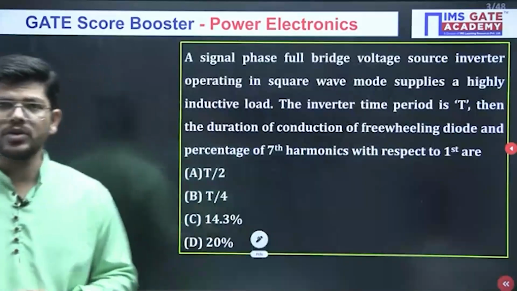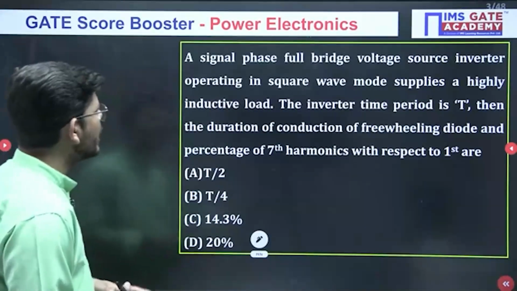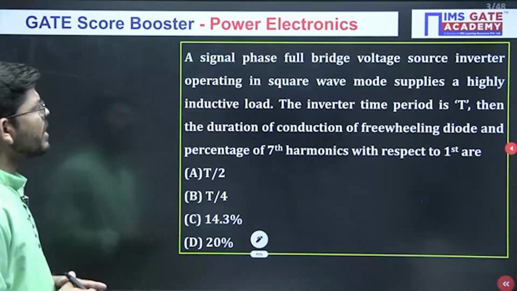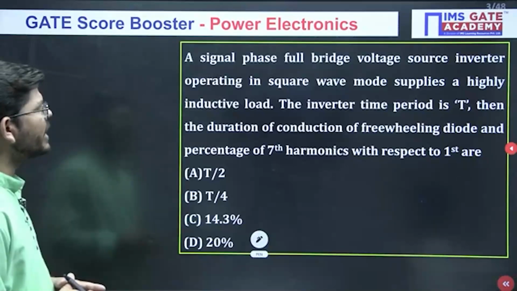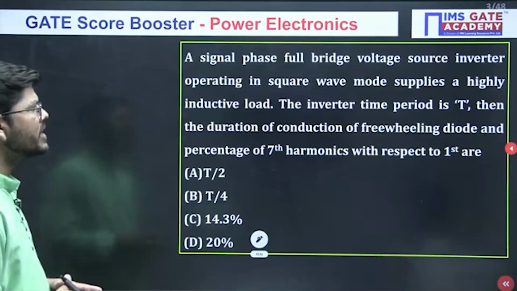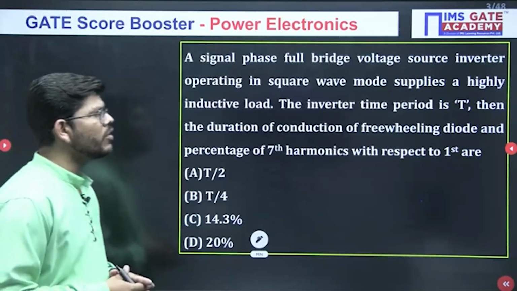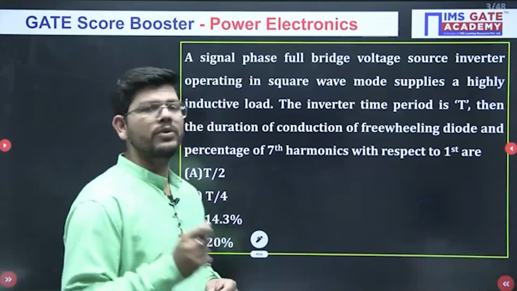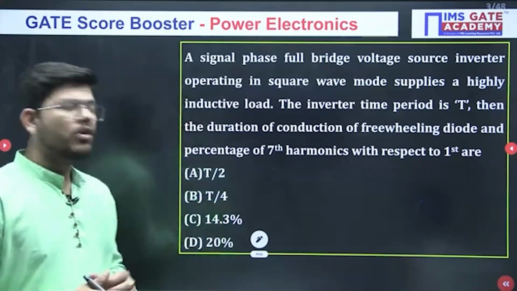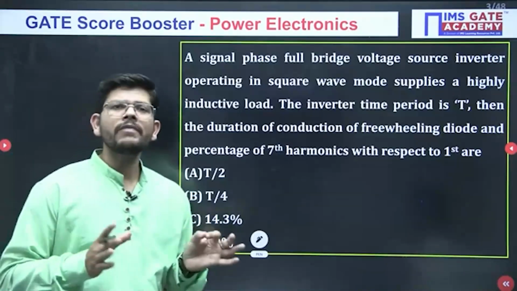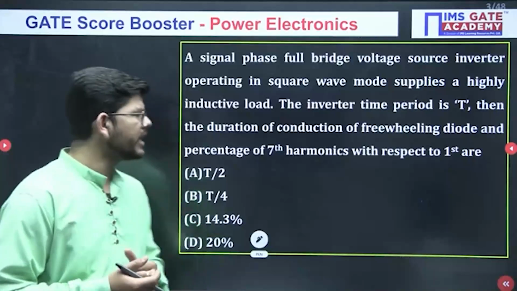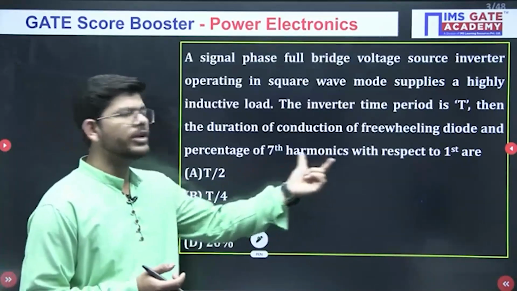This is the first question that I have for today from inverters. A single phase full bridge voltage source inverter operating in square wave mode supplies a highly inductive load. The inverter time period is T. Then the duration of conduction of the freewheeling diode and the percentage of seventh harmonic with respect to the first harmonic will be what? You have to comment on the duration for which the freewheeling diode will conduct, and secondly, you have to calculate the ratio of the seventh harmonic to the first harmonic.